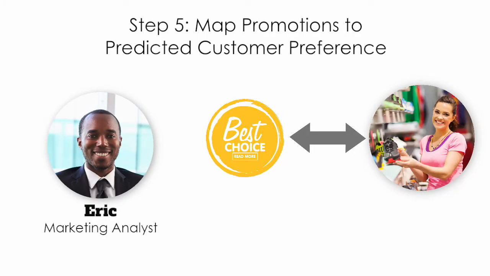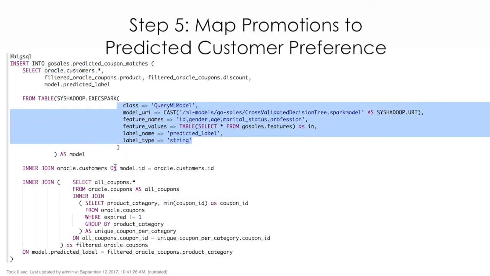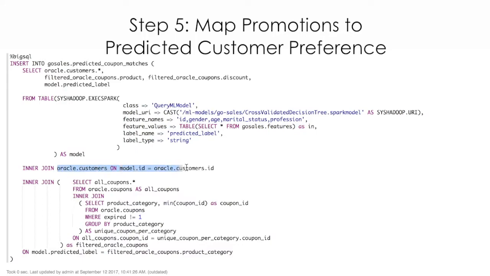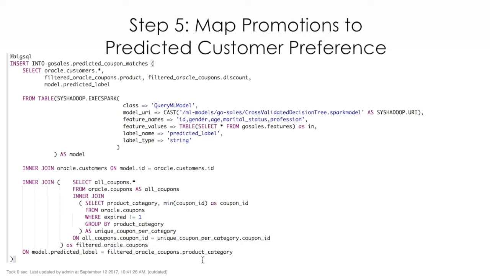Next, Eric needs to map customers with actual products that belong to the product category predicted by our machine learning model. This query has 3 parts. Execute the Spark job to get predicted labels, merge it with customer information, and then map it to specific products on promotion. This is one complex query that brings in federation and Spark integration together in one single statement.